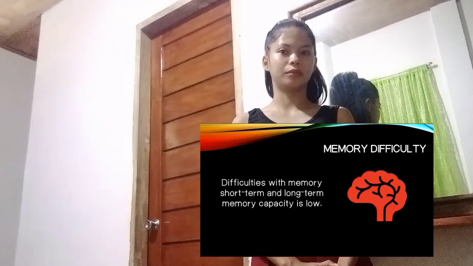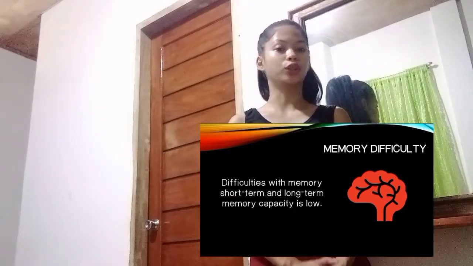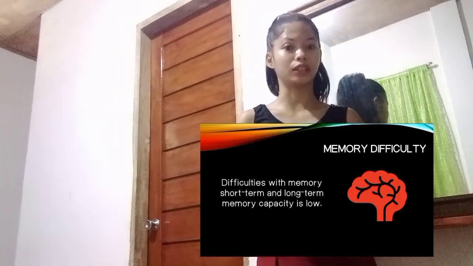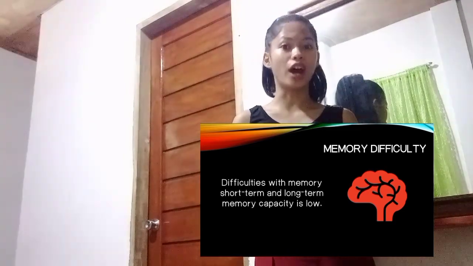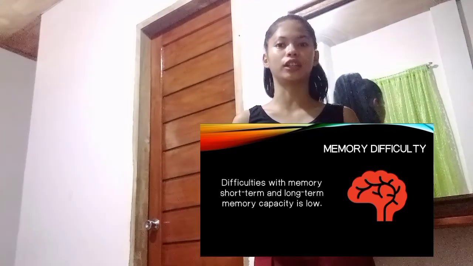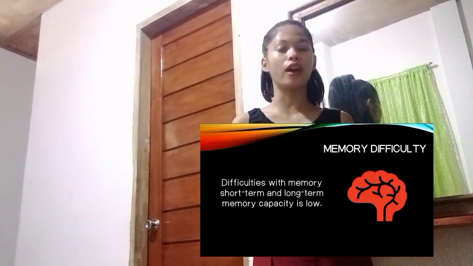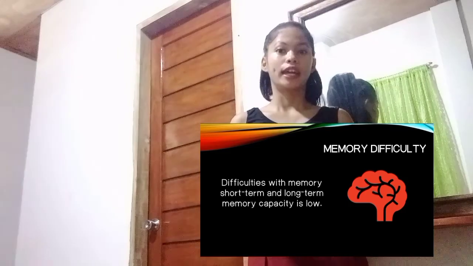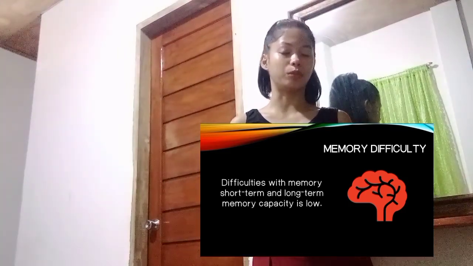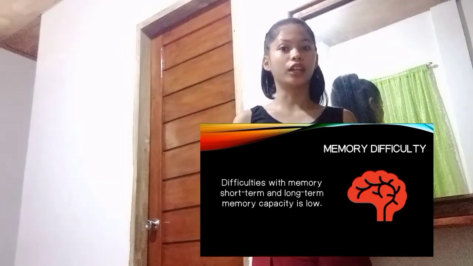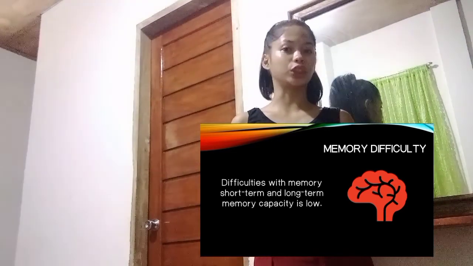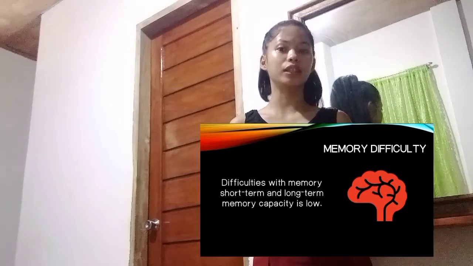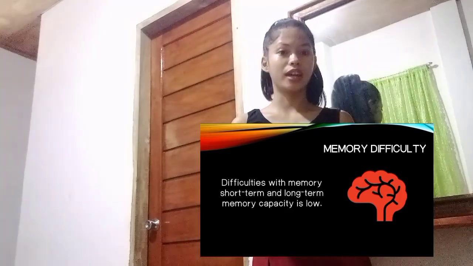Memory difficulty. Difficulties with memory, where short-term and long-term memory capacity is low. Depression, an infection, or drug side effects are all potential reasons for memory and other thinking issues. It is sometimes possible to cure the condition, and the cognition improves as a result. Sometimes the issues are a brain alignment that cannot be reversed, such as Alzheimer's.